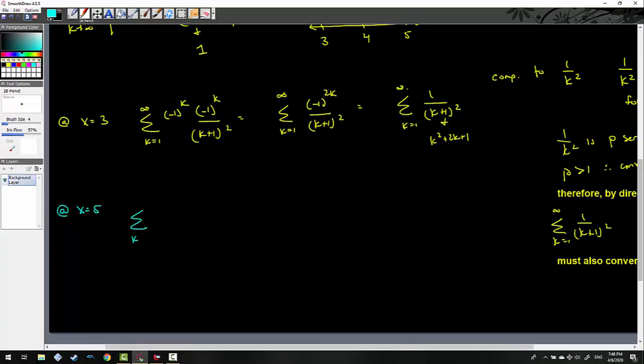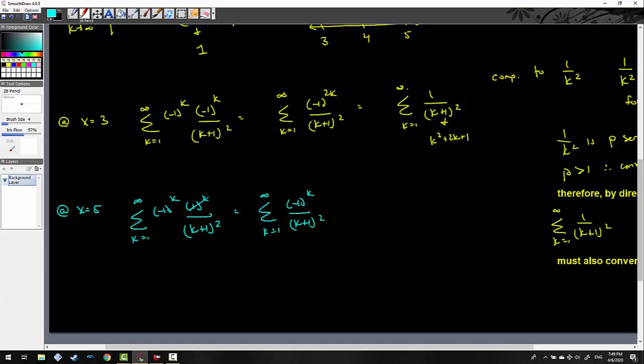It's going to be the summation from k equals 1 to infinity of negative 1 to the k. That's my alternator. If you look back at the original series, it becomes 5 minus 4 to the k, so that's 1 to the k over k plus 1 squared. And 1 to the k is easy, he's just 1, so we don't care about him. So the summation will start from k equals 1 to infinity of negative 1 to the k over k plus 1 squared. Well, this is a really good position to be in.